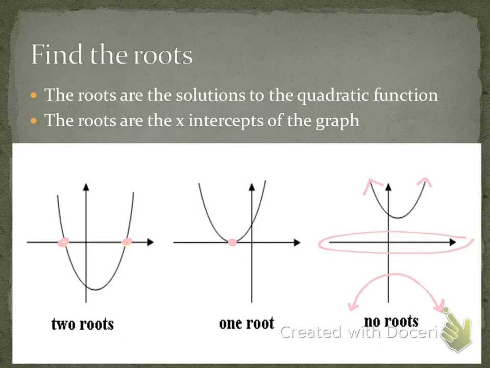So there's three different types of scenarios I can have. I can have an equation with two roots. That means my graph's just going to touch the x-axis at two different places. I can have an equation which will give me one root. That means it will only touch the graph at one place. And I can have an equation with no roots.